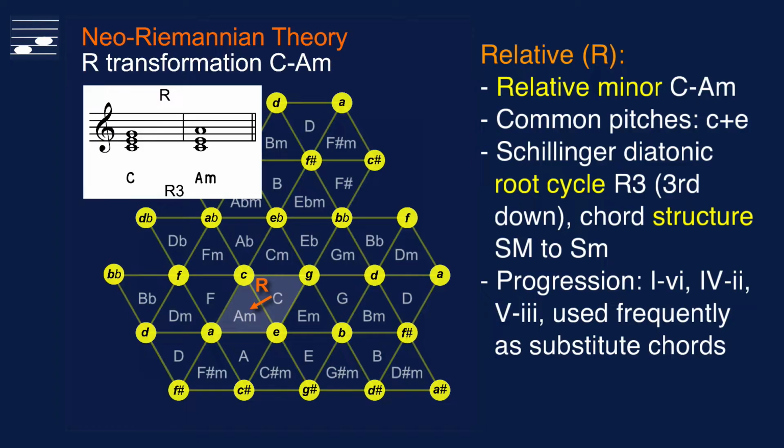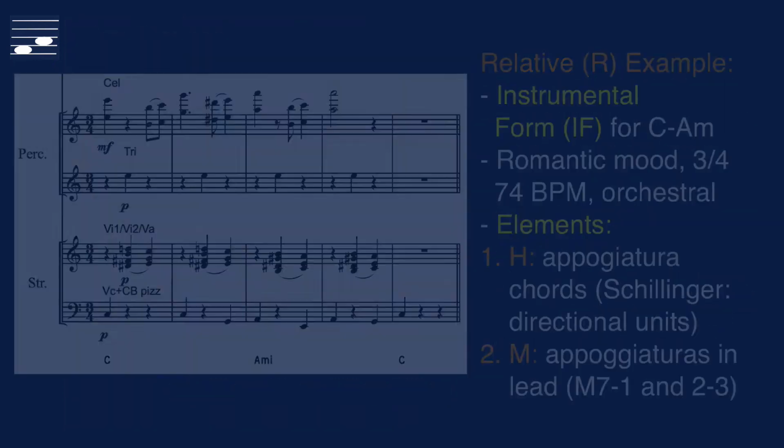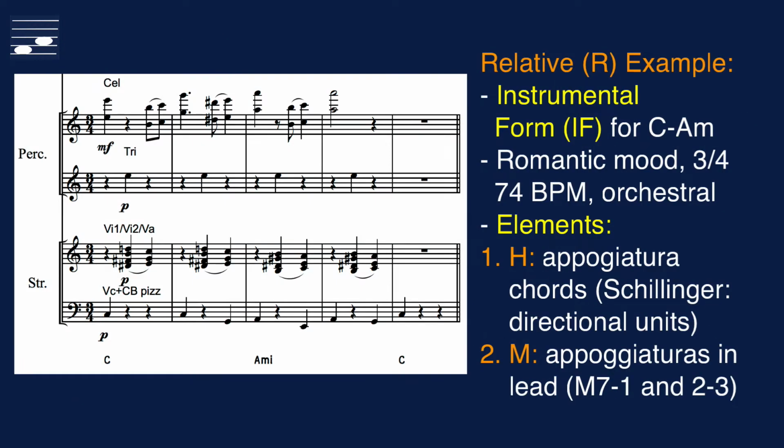This transformation is possible on 3 degrees in diatonic C major, starting from the tonic, the subdominant and the dominant degree. We see this progression frequently with the target chord as a substitute chord for the source triad. The instrumental form in the application example for the R transformation yields a romantic slow-tempo waltz.